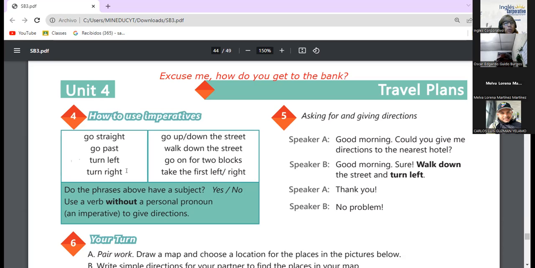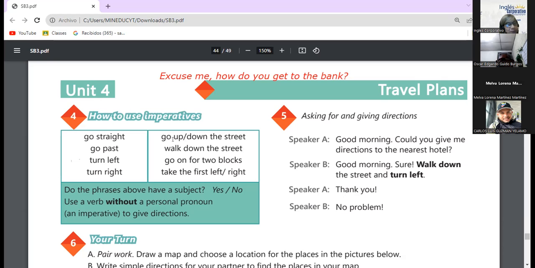Turn left, turn right is because you are on the corner. You have to turn right or left on the corner. No va a cruzar usted en medio de una cuadra, ¿va? Tiene que ser una esquina, okay. Turn left, turn right.